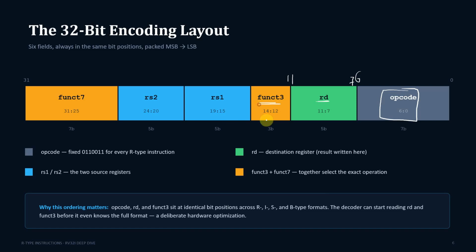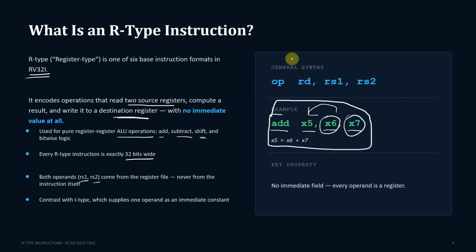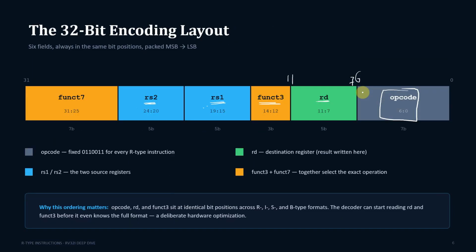Next is function 3. We will discuss what exactly function 3 is and what it is telling us. And these are my source register 1 and source register 2, whatever we have mentioned over here. x6 is my source register 1, and x7 is my source register 2. Each is 5 bits. And next is function 7. What do I mean by function 7? I will let you know in the upcoming slides.